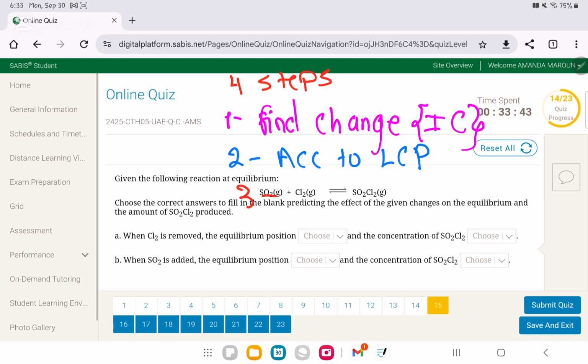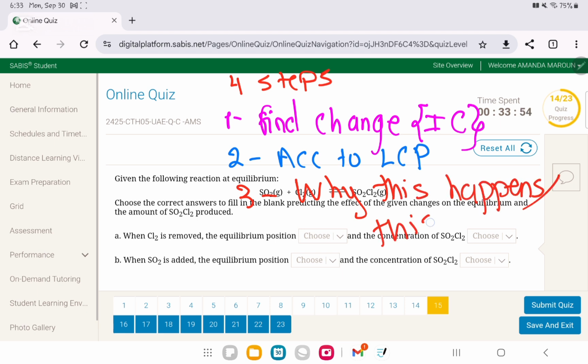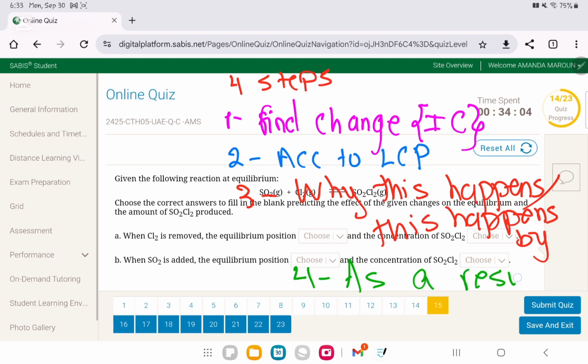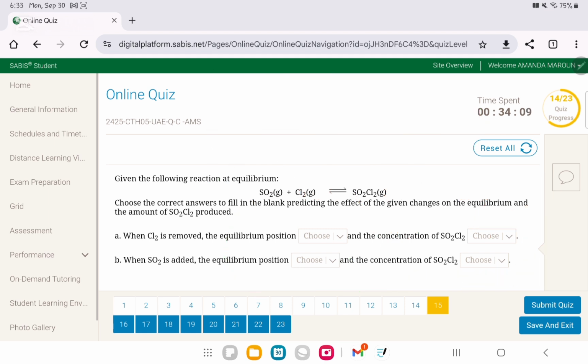The third step is why this happens, or this happens by. And finally the fourth and last step is as a result. Now keep these in mind while we solve this question. Choose the correct answers to fill in the blank, predicting the effect of the given changes on the equilibrium and the amount of SO2Cl2 produced.